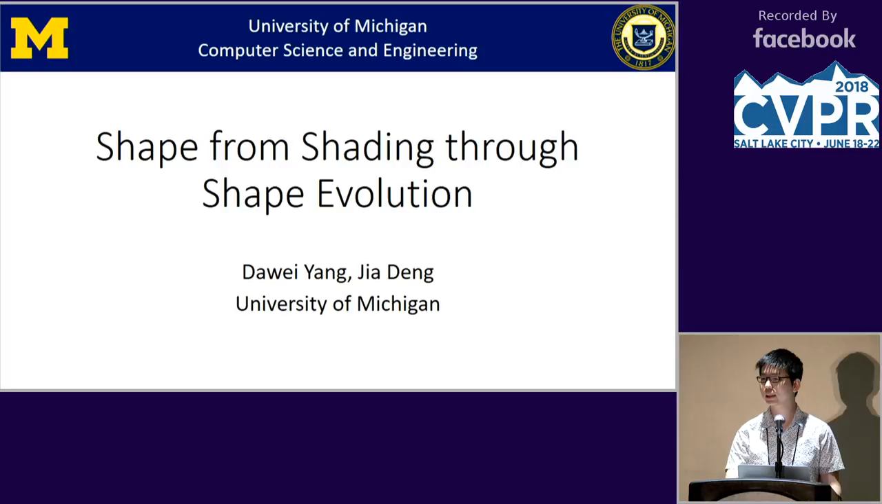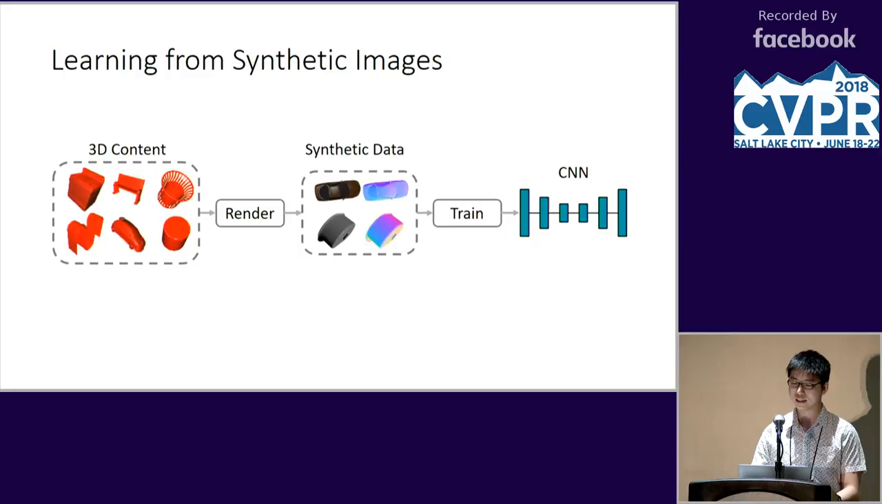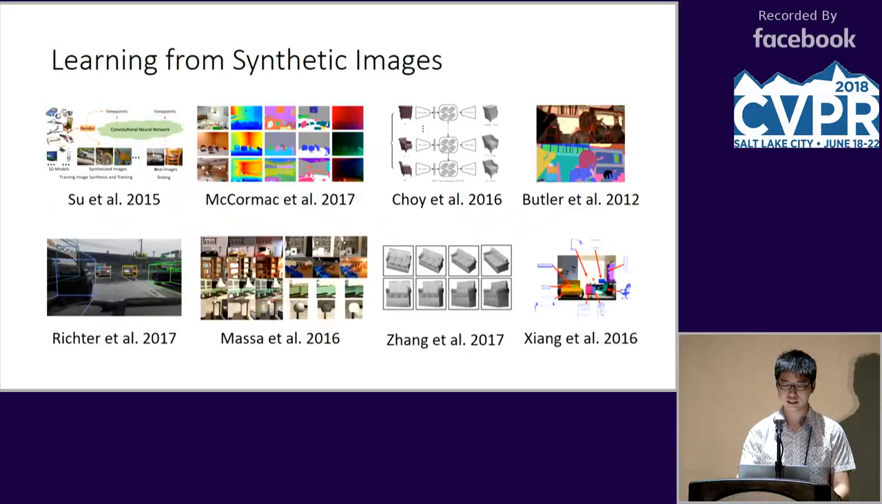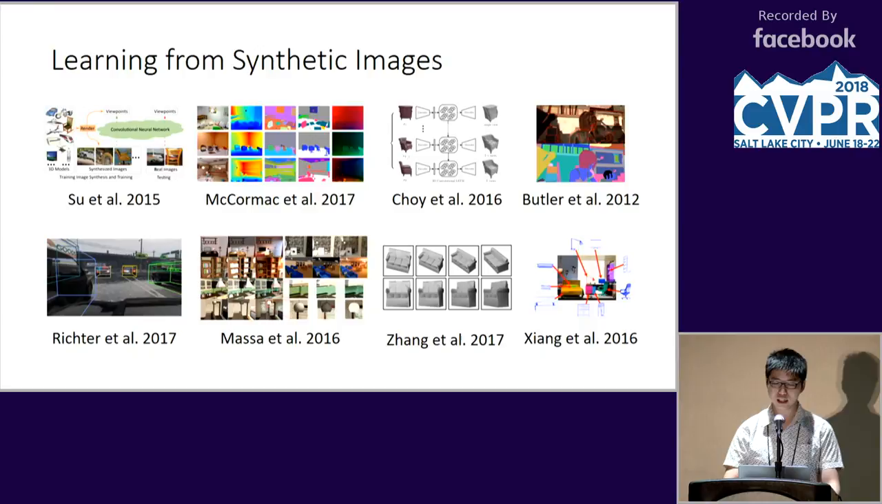Deep learning requires a large amount of training data. A promising way to generate such data is to render synthetic images through computer graphics. This is especially suitable for 3D reconstruction tasks. Indeed, synthetic images have been used in many recent works on a variety of tasks ranging from viewpoint estimation, 3D object reconstruction and recognition, to normal estimation in indoor scenes.